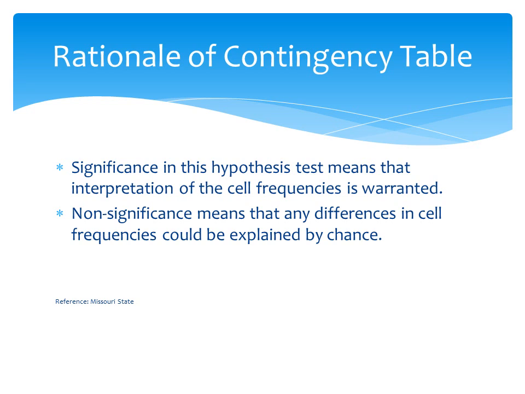Significance in this chi-squared test or this hypothesis test means that interpretation of the cell frequencies is warranted. Non-significance means that any differences in cell frequencies could be explained by chance. And remember, if things happen by chance, we call that error, and usually it doesn't have anything to do with our actual study. So non-significance would be associated with basically just the chance that you came up with the results, the data that you have.